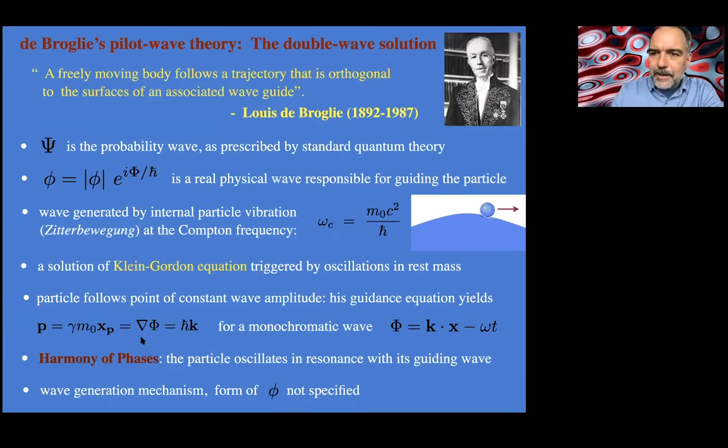So it's a double wave because in addition to the standard psi wave function of quantum mechanics, you have a real physical wave responsible for guiding the particle, which is generated by the particle's oscillation at this Zitter frequency, the Compton frequency. So it's also known as Zitterbewegung. Okay, so he said the wave has got to satisfy an equation consistent with relativity, which is the Klein-Gordon equation. And then he said, if the wave is monochromatic, then you get p equals h bar k. And in fact, if you look at the origins of p equals h bar k, it's de Broglie's mechanics. So basically this result was taken by Schrodinger to derive Schrodinger's equation. But then the physical picture which had prompted it has been discarded.